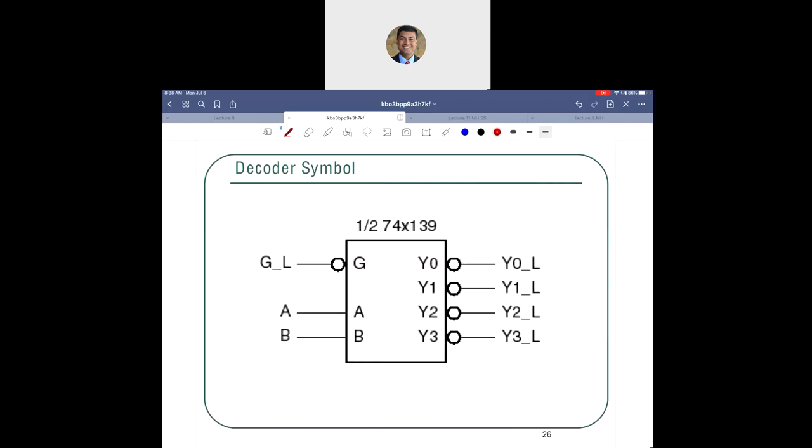All right, let's move on here. There is a decoder symbol. There is a chip which is numbered 74X139. That particular chip has two 2-to-4 decoders. We are only showing half that chip over here. So we are only showing one of the 2-to-4 decoders, which has the active low enable, the two active high inputs, and we have the 4 active low outputs.